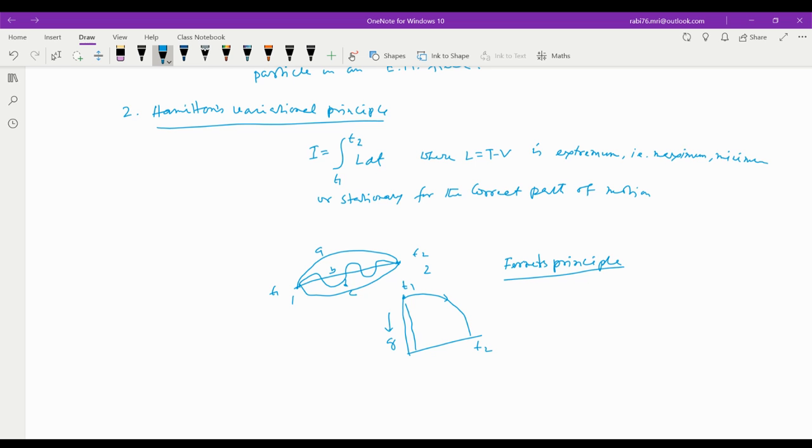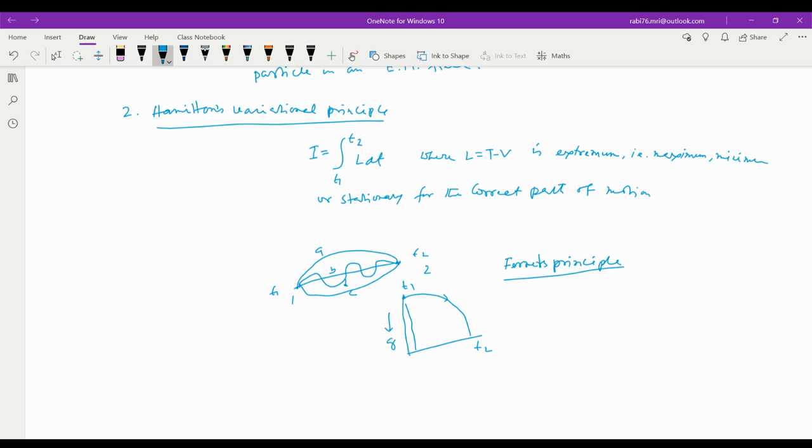So out of all possible paths by which the system point could travel from position 1 to position 2, the path which will be taken in the real world by the particle is determined by this integral, and this is Hamilton's variational principle. Now, proof of this principle is very tough. It is not in the scope, but for the time being you have to assume this principle.